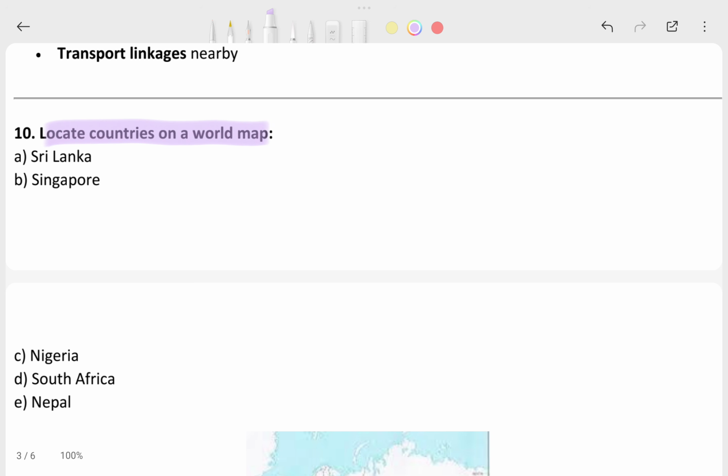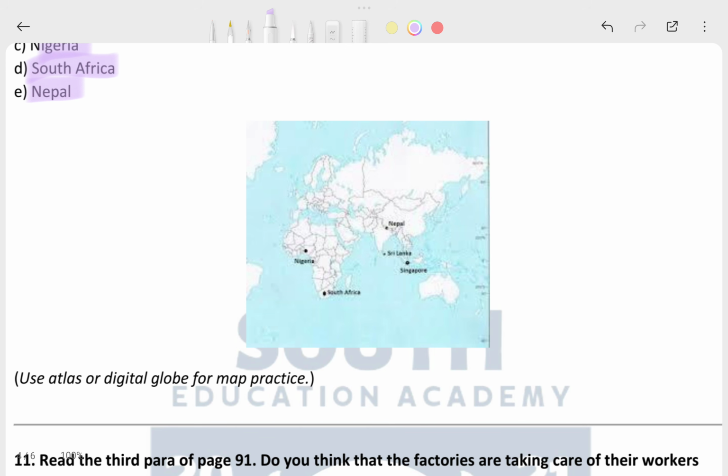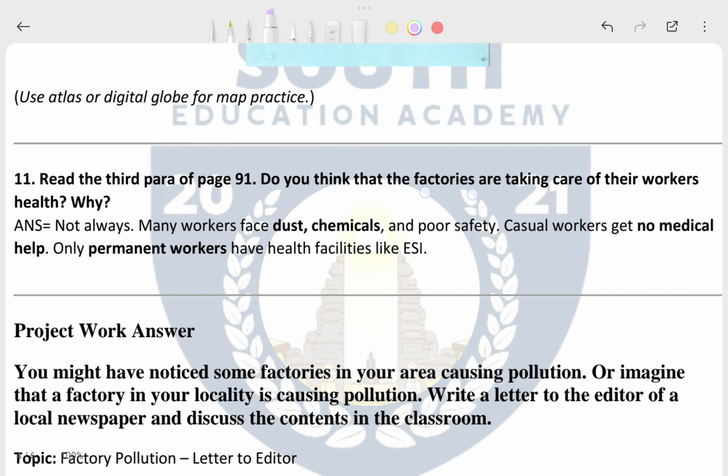Locate countries on the following map. We have to locate Sri Lanka, Singapore, Nigeria, it's my favorite country, South Africa, Nepal. Actually, Nigeria is not a poor country, not a rich country. It is an African country, which is a very interesting country, because I have lots of ideas about that country. That's why. So you can see this on the map. This is Nigeria here, and this is Nepal, and Sri Lanka, Singapore, and South Africa. You can look at this on the map. So now let's see.